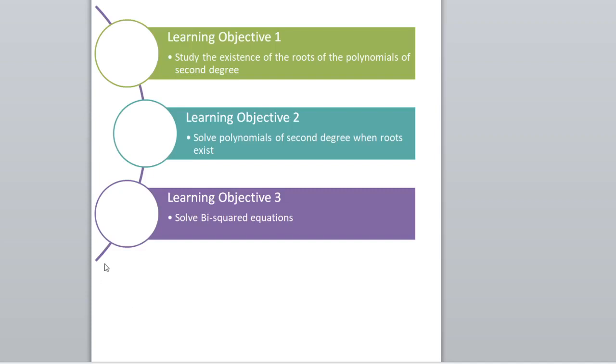In this lecture, I chose to start with grade 11 lessons, the first lesson in your book, which is called quadratic equations. Okay. The objectives of this lecture: objective 1, to study the existence of the roots of a polynomial of second degree. And I will explain what we mean by polynomial of second degree. Then we'll start solving polynomials of the second degree and then solve something called bi-squared equations.